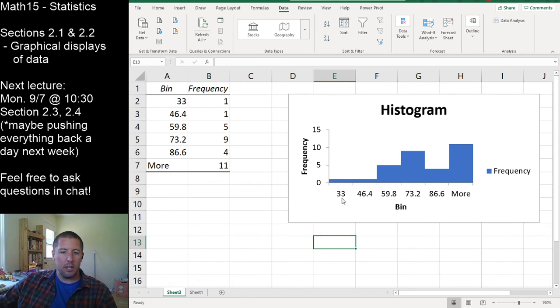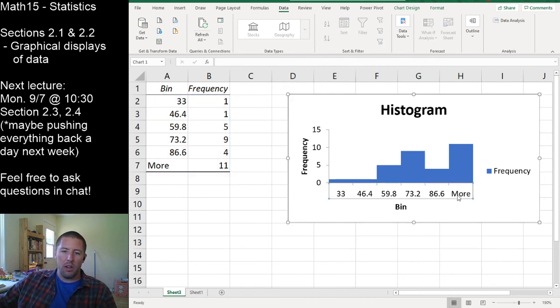Our bins, it looks like this bin. Now I want to kind of talk about this. I know this is kind of small scale right here, but you can see a tick mark. But what I don't like about Excel histograms is they don't put values at the tick marks. They reference this as the bin of 33. And what that really means is this is the bin that goes up to and including 33. This is the bin that goes up to and including 46.4. This is the bin that goes up to and including 86.6. So that means our final bin over here should just be basically like 87 and above.